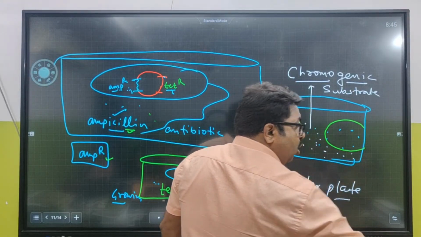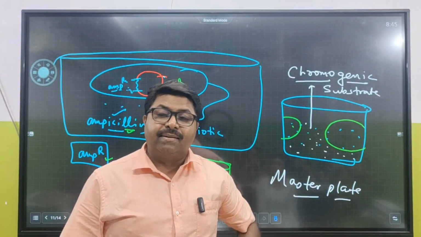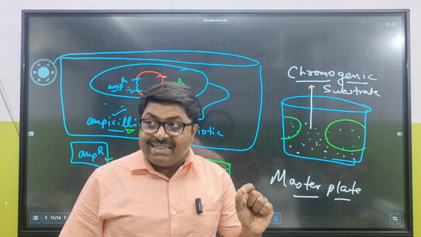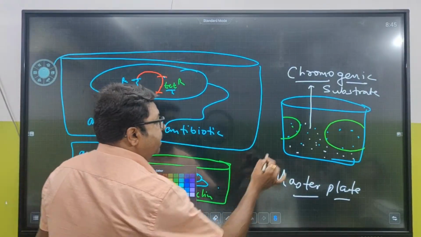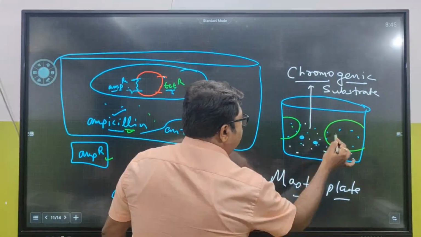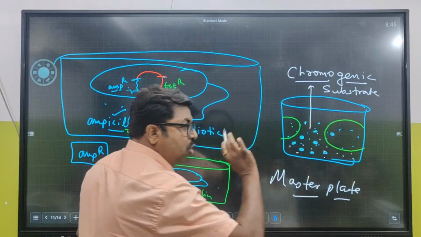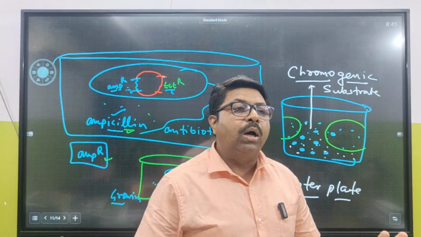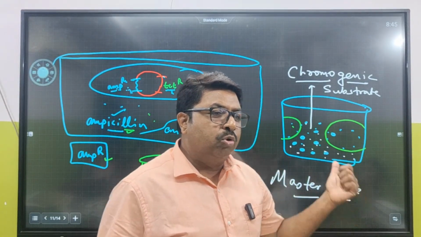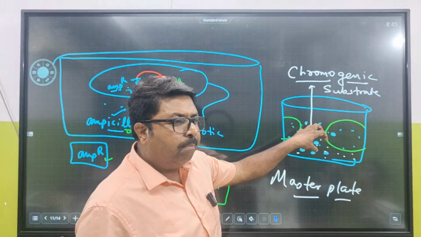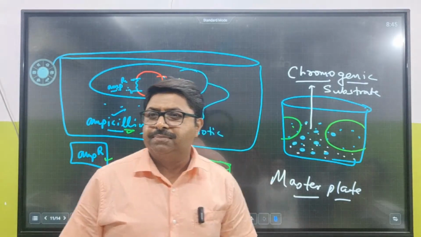If you add chromogenic substrate in this master plate, if the Z gene is there, intact, then it is going to give a characteristic blue color. And the portion where the Z gene is not there, it's going to make no color. It's going to be transparent. Now Adito, being the scientist, is going to collect what kind of bacteria? Blue colored bacteria clones or transparent ones?